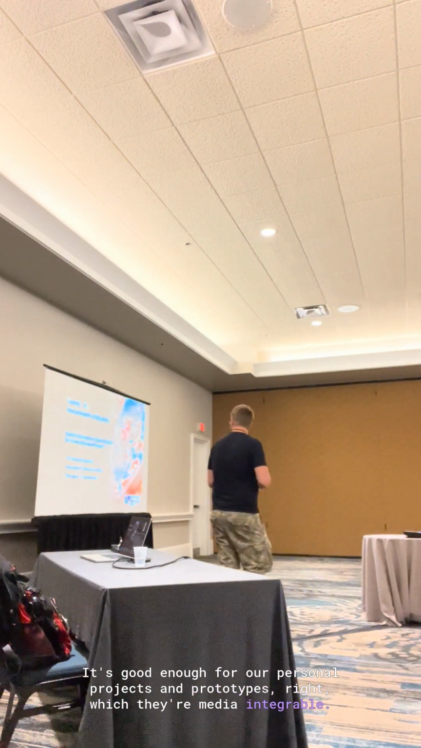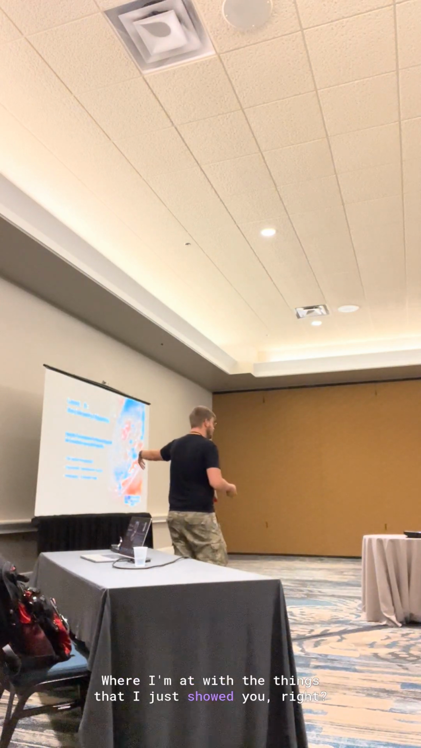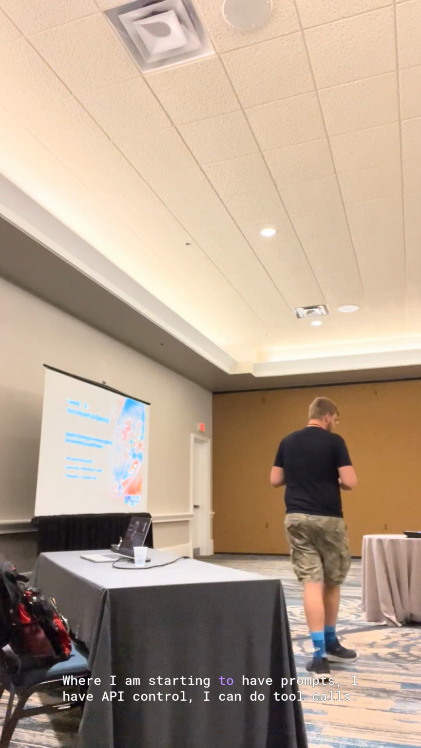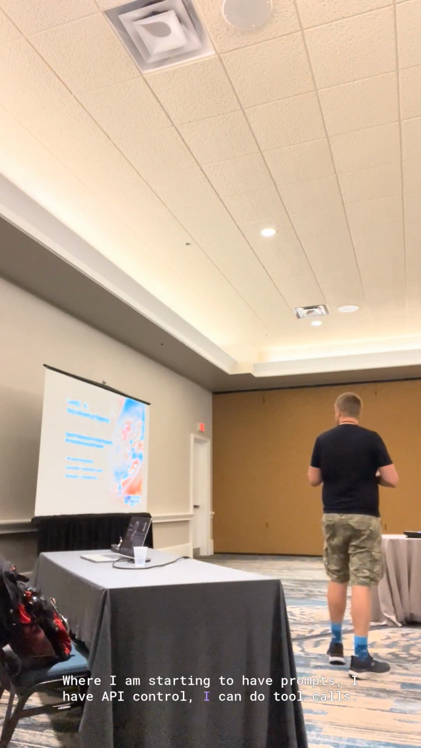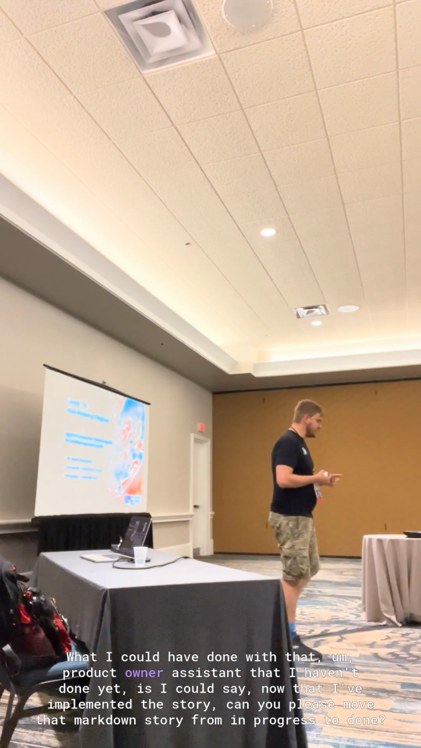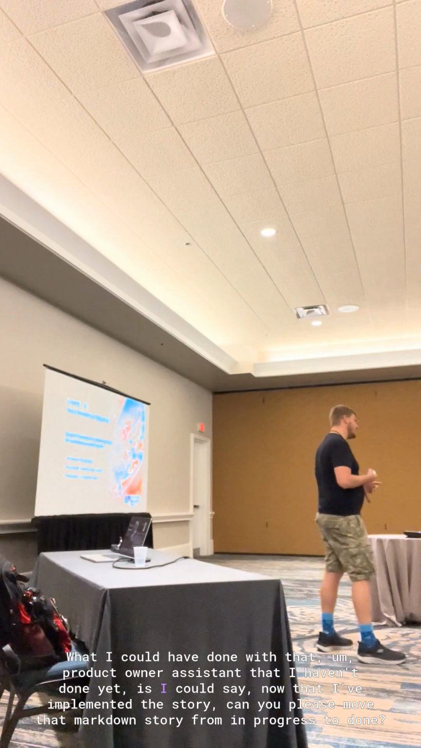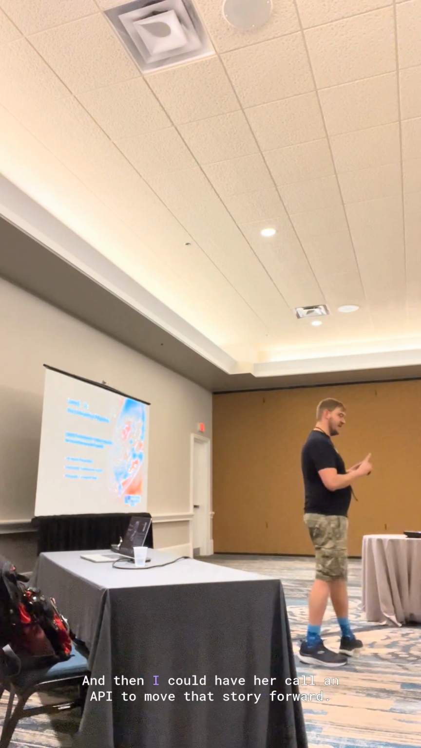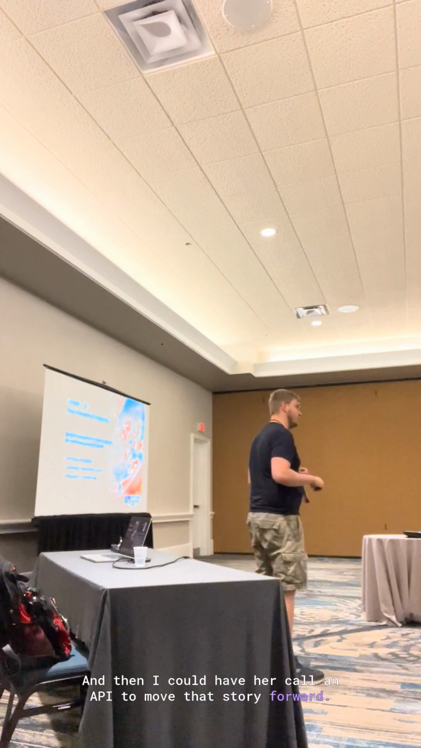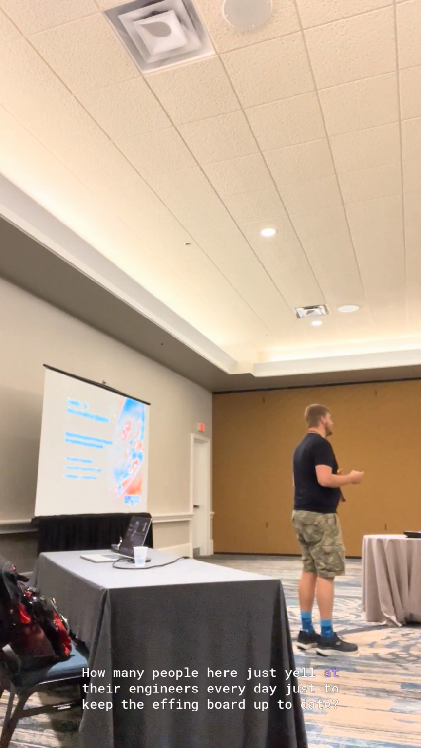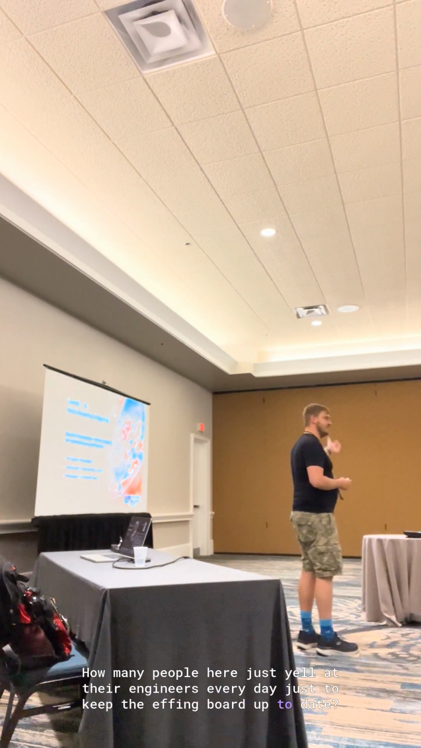Which then gets us to where I'm at with the thing that I just showed you. We're at that assistant agent level, where I'm starting to have prompts, I have API control, I can do tool calls. What I could have done with that product owner assistant that I haven't done yet is say, now that I've implemented the story, can you please move that markdown story from in progress to done? And then I could have it call an API and move that story for me. How many people here yell at their engineers every day just to keep the board up to date?